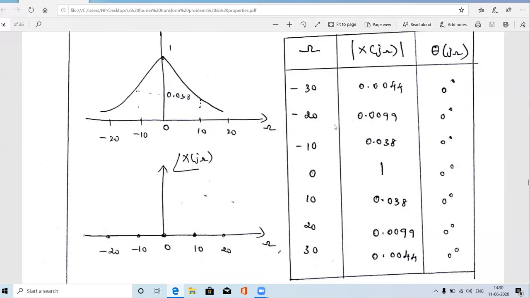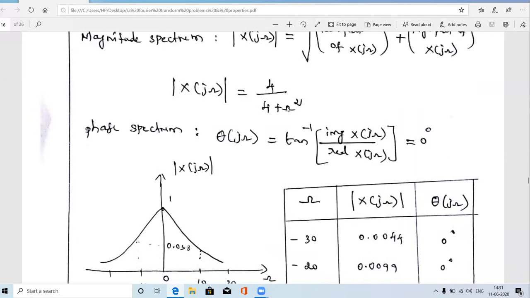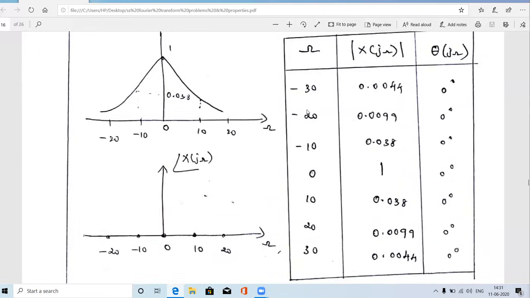Then you substitute omega equal to 10. Here I am taking 10. You may take omega equal to 1, 2, 3, etc. Any value we have to take. So next I am considering omega is 10. You substitute the omega value here. So what is the answer? 4 divided by 4 plus 10 squared. The answer is 0.038.